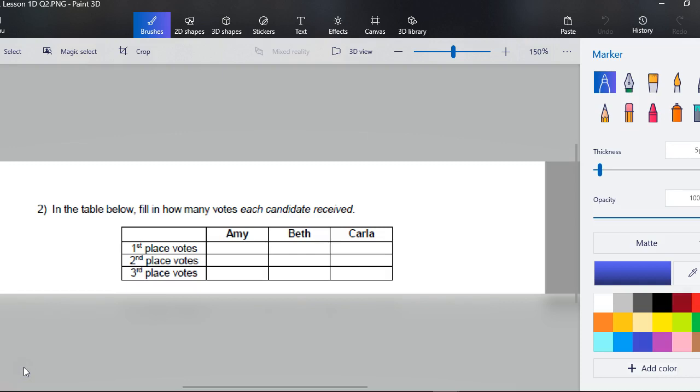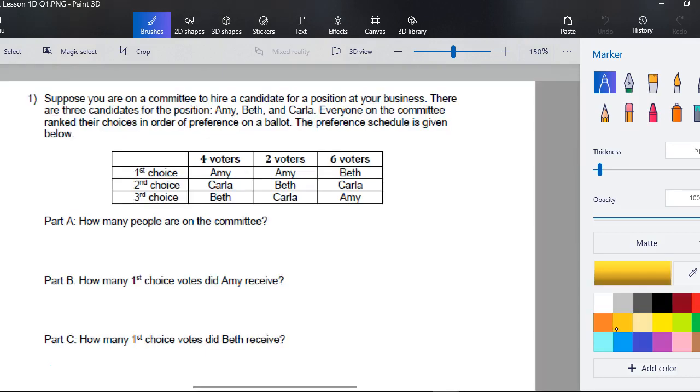If you have not done question 2 already, pause the video, go do question 2, and then come back. This table is asking for us to fill in how many votes each candidate received. We can start here that Amy got 6 first place, Beth got 6, and Carla got none. Now we need to go work on second and third. I'm going to go back to the preference schedule in question 1. We have the first choice numbers. Now let's work on the second choice numbers.